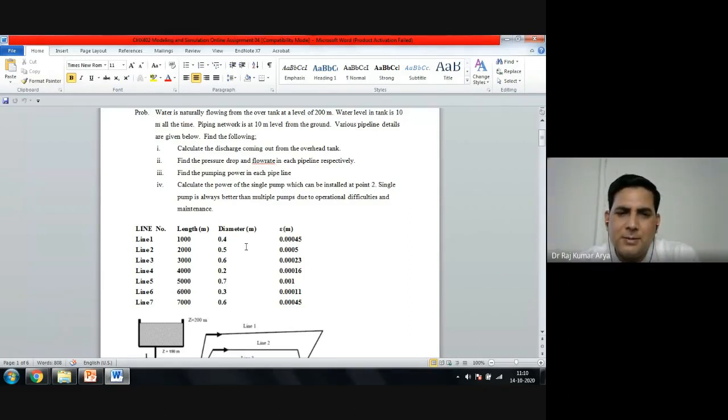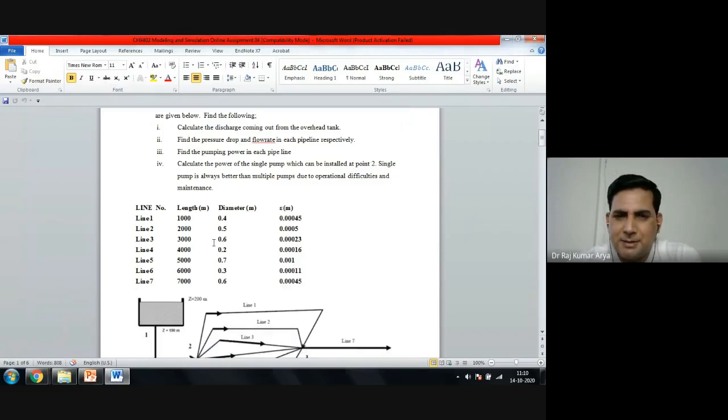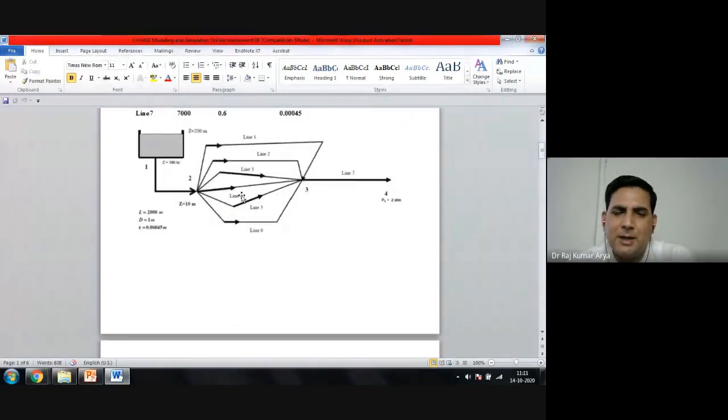So these are line one, this much length. This is the figure, something like that. Here you have an overhead tank. From here, water is coming and getting distributed to so many places, just like the water supply distribution in your hostel. So you have an overhead tank, and then it is going to different hostels, and you have lines, and somehow at the end of the day they get connected to here. This is just a problem.